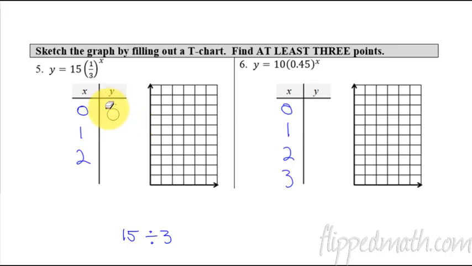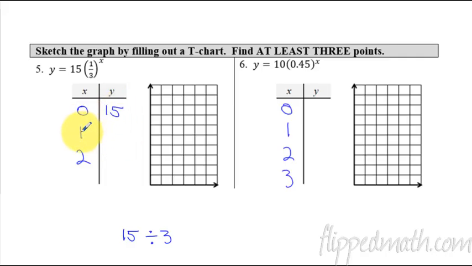Oh, wait, I did that wrong. Hold on, forget what I just said. Let's do that again. We have to first plug in the 0 into x. So when we plug a 0 in here, this whole thing becomes the number 1. 1 times 15 is 15, because the initial amount, we're starting at 15, so that's our first y value.